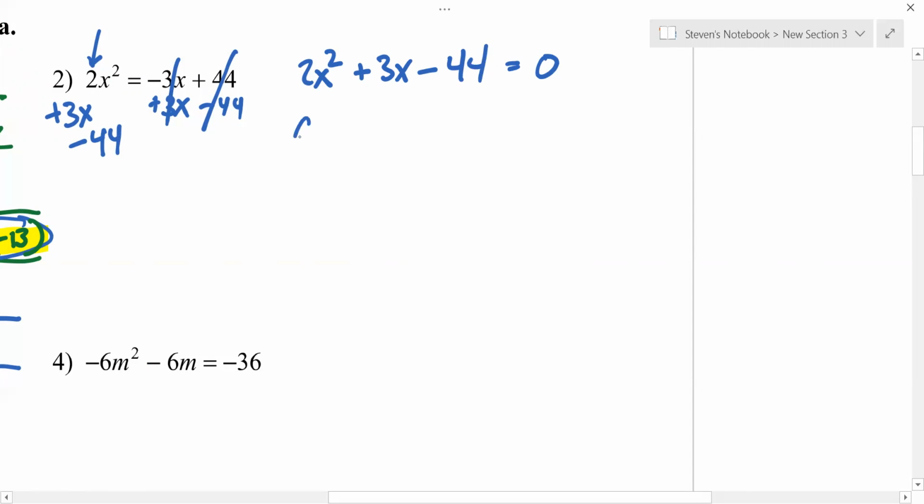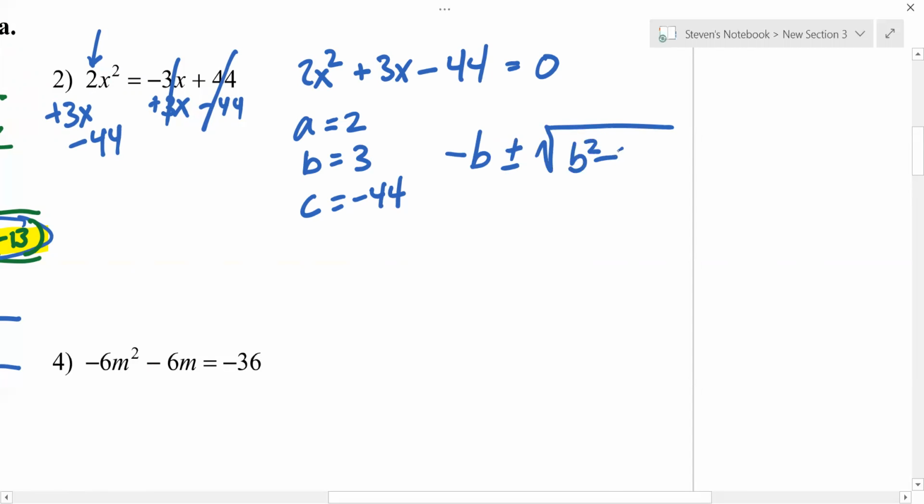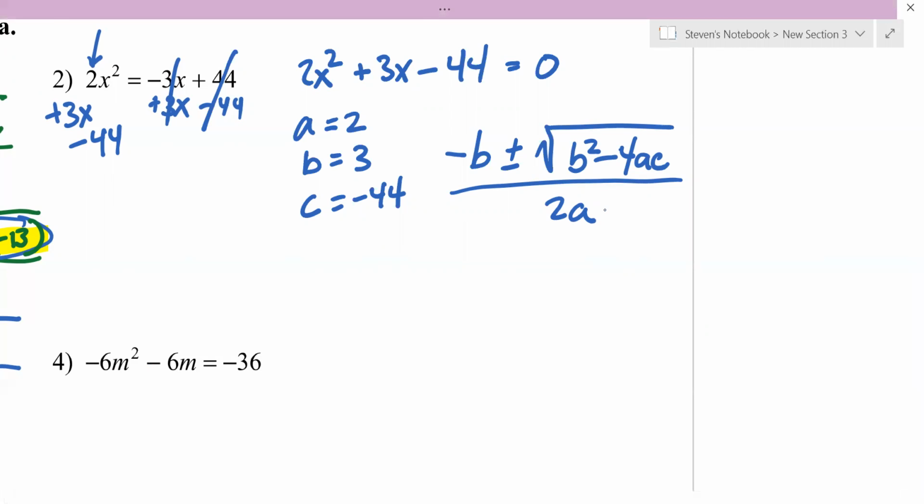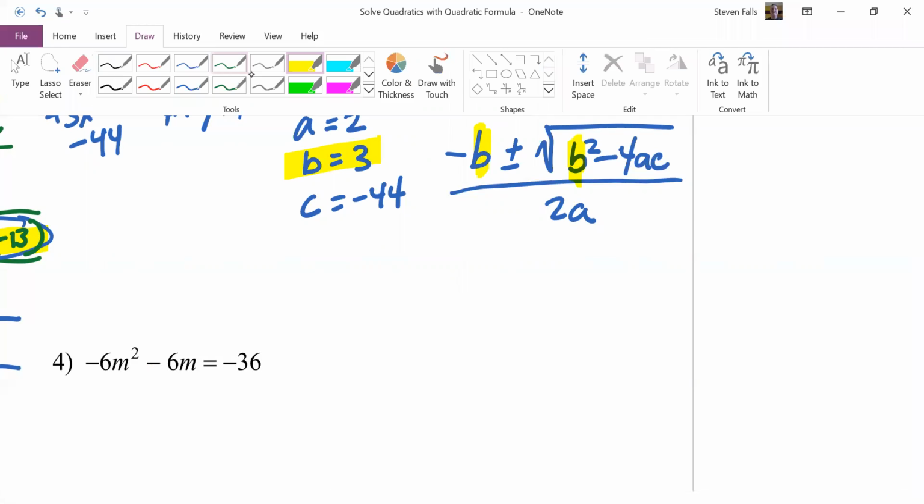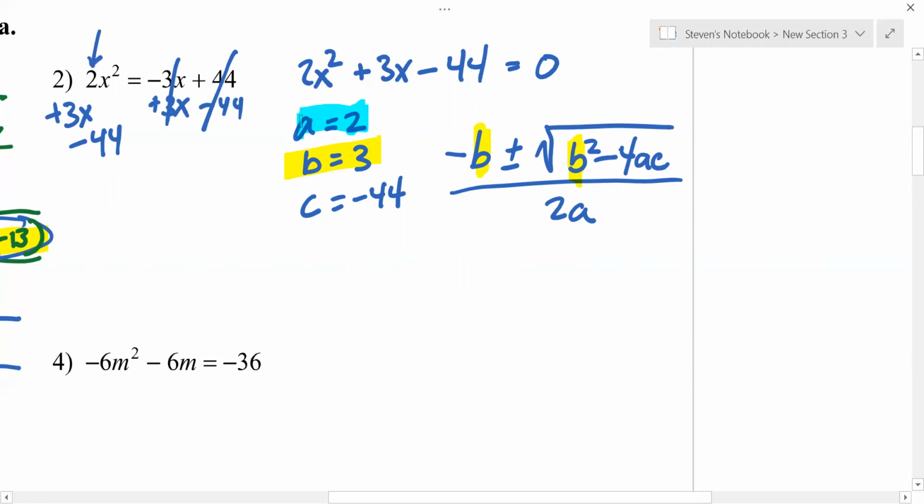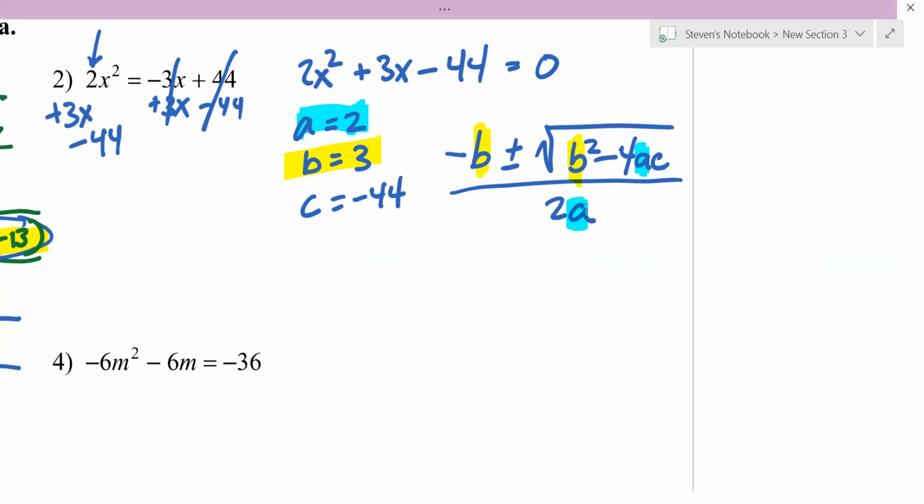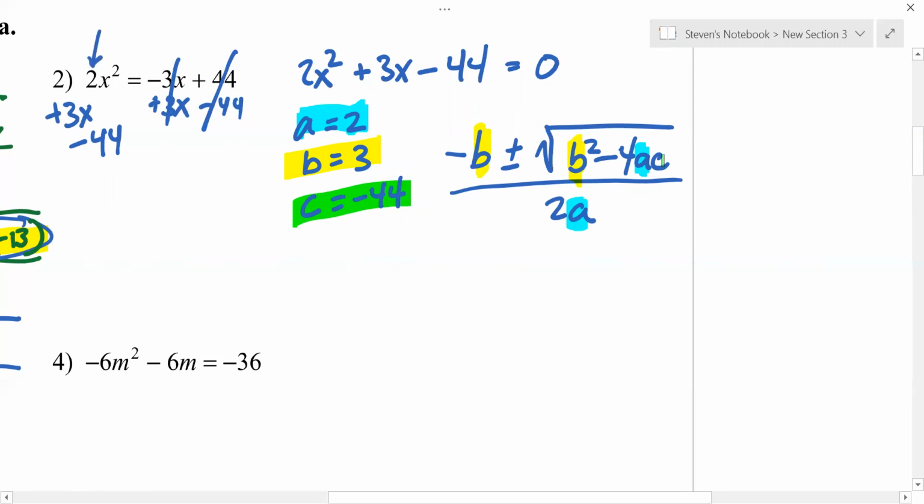All right, our A term is 2, our B term is 3, our C term is negative 44. Let's write out our quadratic formula, which is negative b plus or minus the square root of b squared minus 4ac, all divided by 2 times a. So here, let me use a highlighter so you can see our b term is 3. We're going to plug that in here and here. Our a term is 2. We're going to plug that in right there and right there. And finally, our c term is negative 44. That's just going to go in right there.